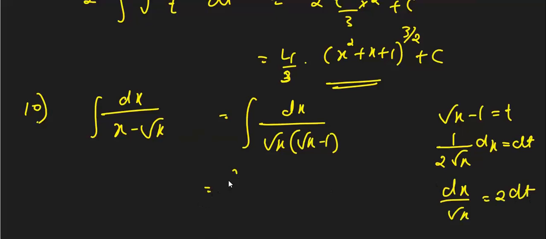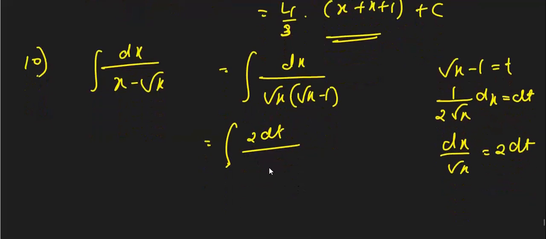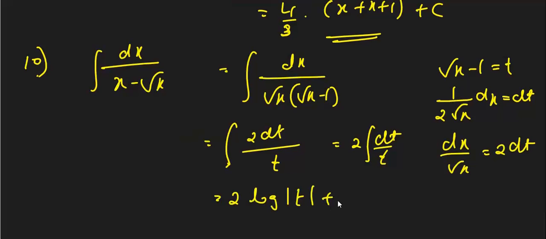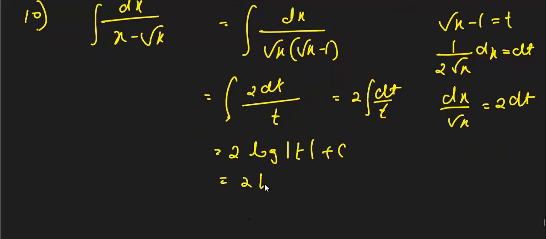So that is actually dx by root x equal to, if you shift this 2 to the right side, 2 dt. So integral dx by root x is 2 dt, divided by root x minus 1, that is considered to be t now. So this is actually 2 times integral dt by t, that is 2 times log of mod t plus c, that is equal to 2 times log of mod of t. What is t? Root x minus 1 plus c.